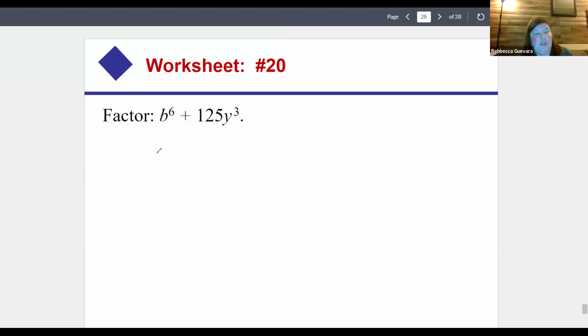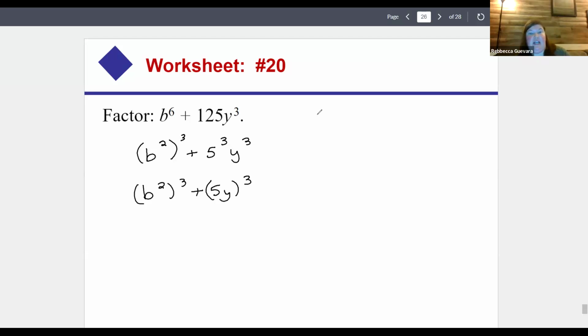All right, so for number 20 here, we are going to have b to the power of 6. So it's not quite a cube. Except if you think of it as b squared to the power of 3, then we do have a cube. 125, that's just your 5 cubed. And then we have y cubed. So once again, we have the same power here, so I can pull this out, and then this is just 5y cubed. So this is a sum of cubes.